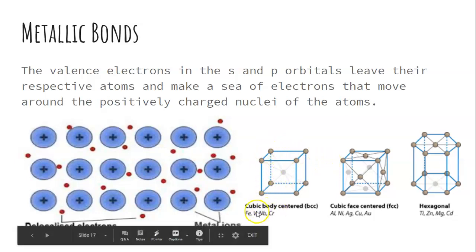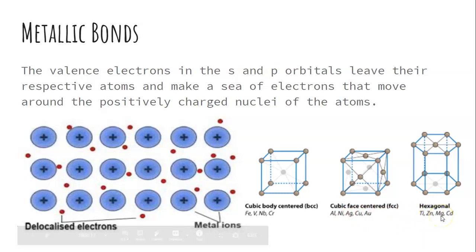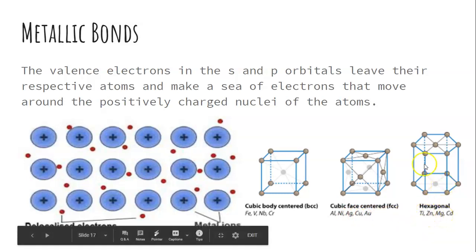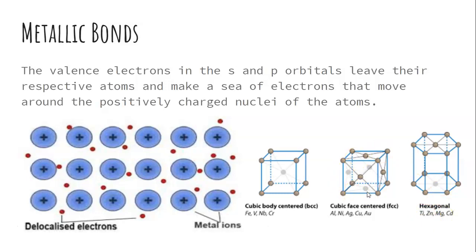But they're going to move around. You have some cubic, so you have iron and chromium. Here we have aluminum, silver, gold, and copper. And over here we have zinc, magnesium, and titanium. So when two metals attach to each other, or within themselves, you get this structure.